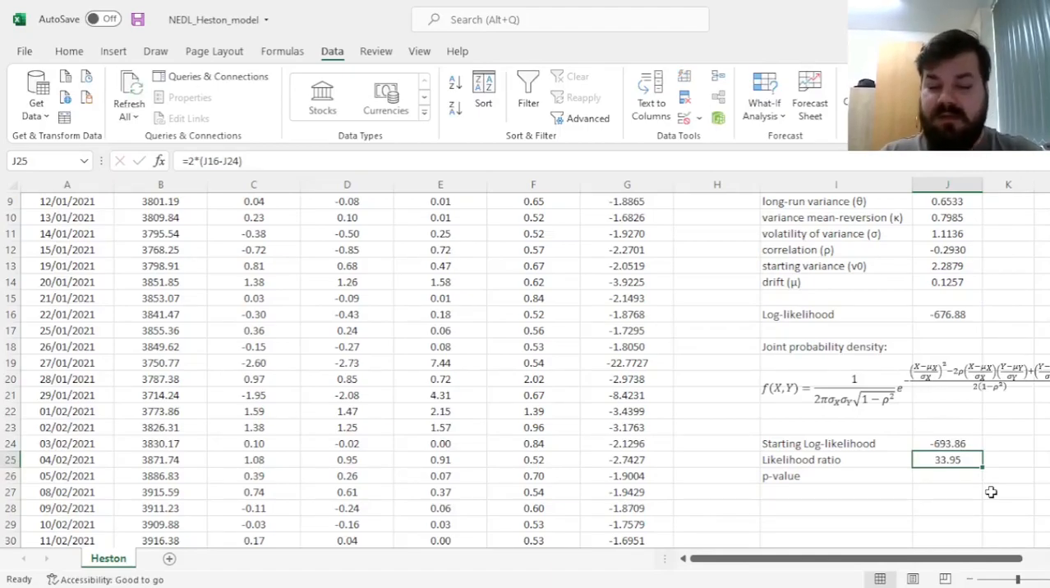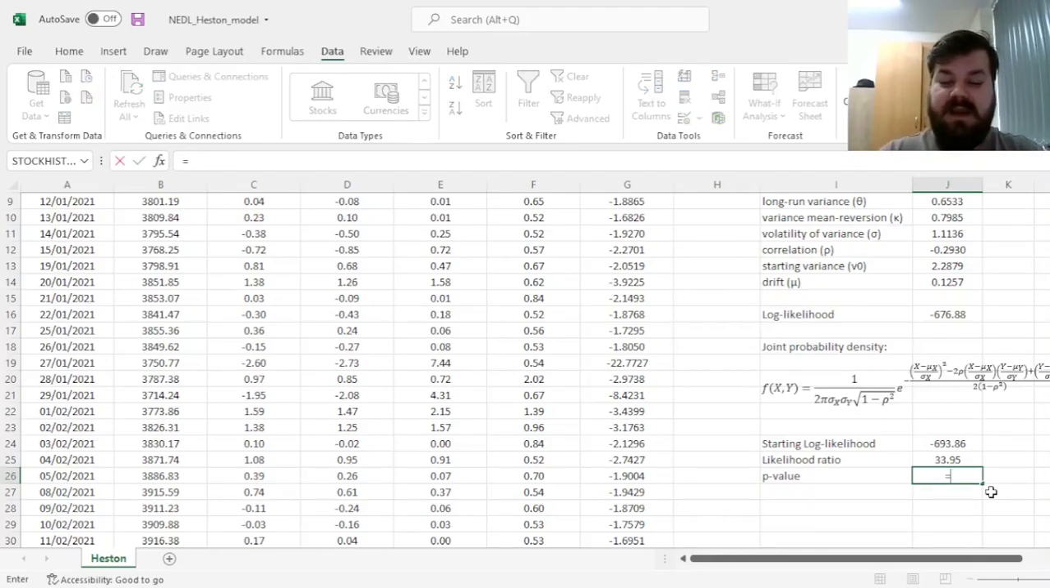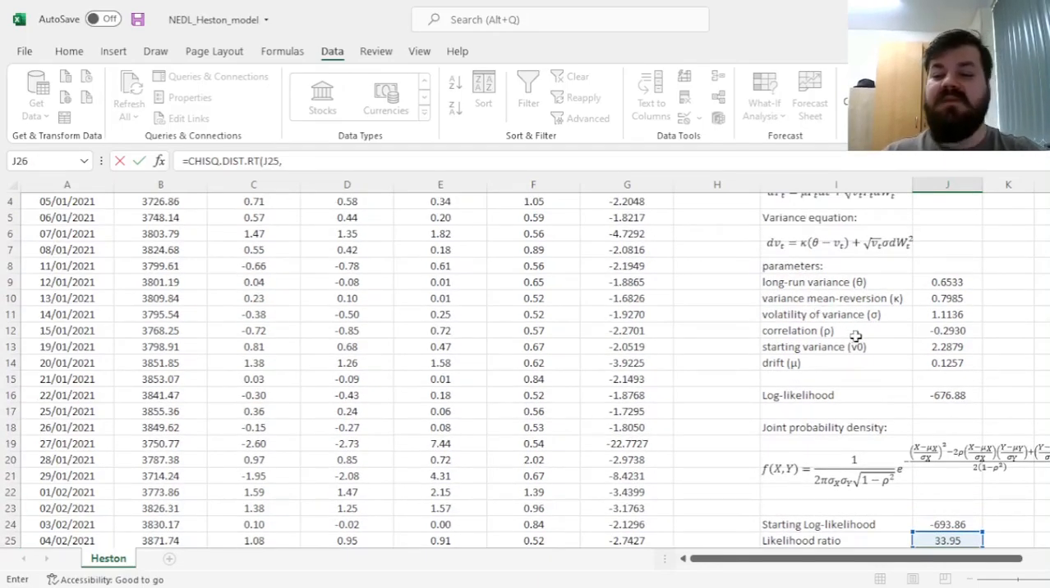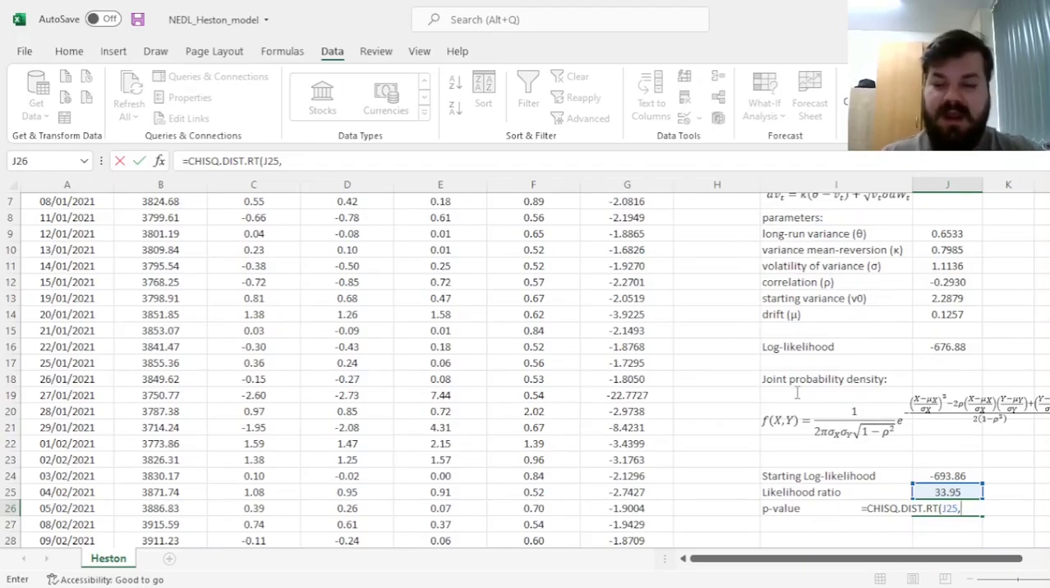And we have got a likelihood ratio, or a chi-squared statistic, of 33.95. And then we can apply the right-tailed chi-squared distribution, inputting the likelihood ratio here, and as the number of degrees of freedom, we'll input the number of parameters in the model. And the number of parameters that we varied is 6, as we have got 6 parameters over here, all of which varied to capture the dynamics of mean and variance for S&P 500.